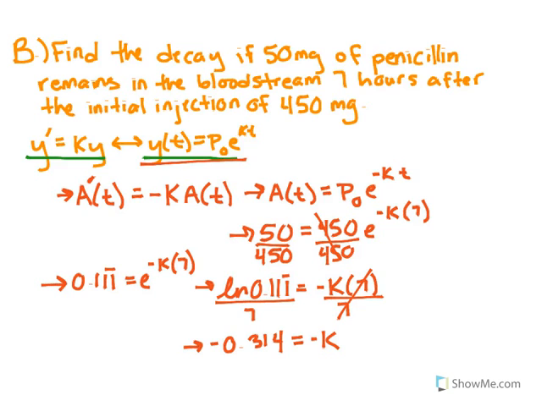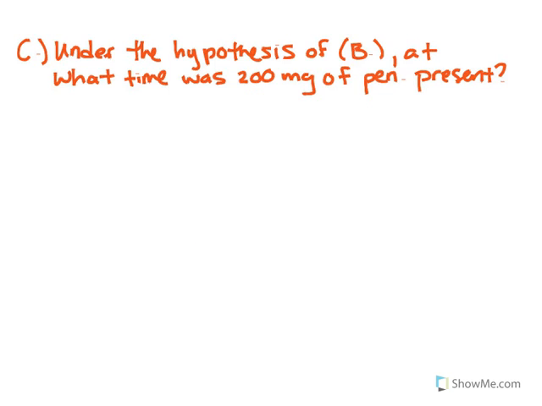So this is what we're going to get when we do that division, and then we just have to negate the k to make it positive. So k is going to be equal to 0.314. So that's going to be our decay factor. All right, next and final part.